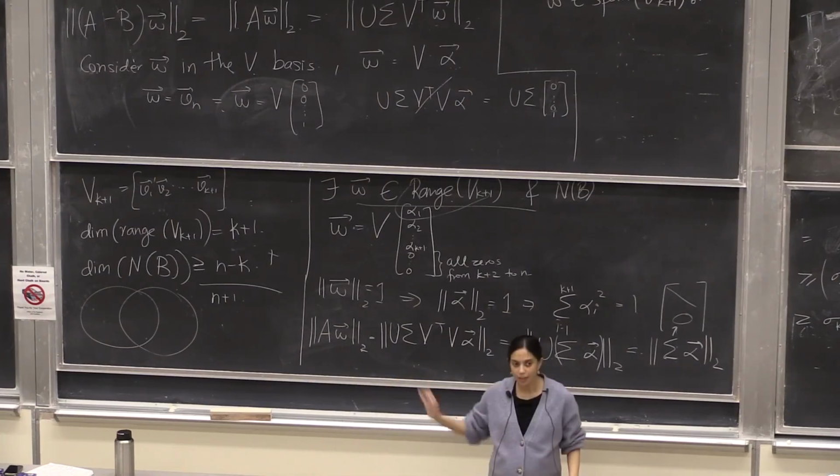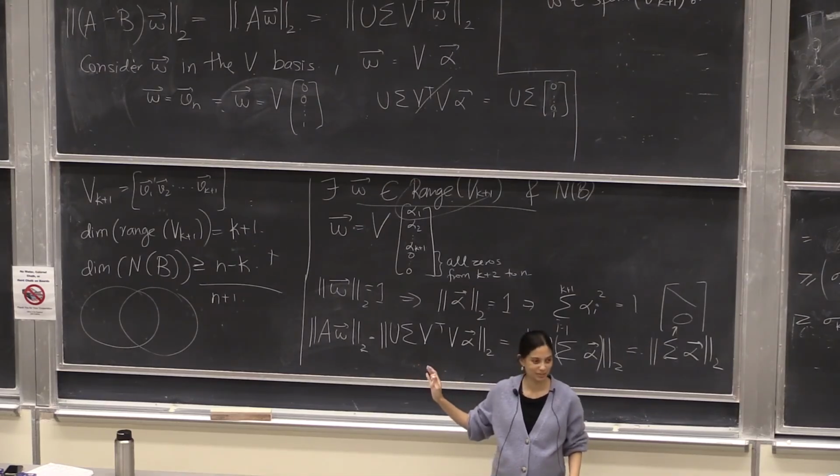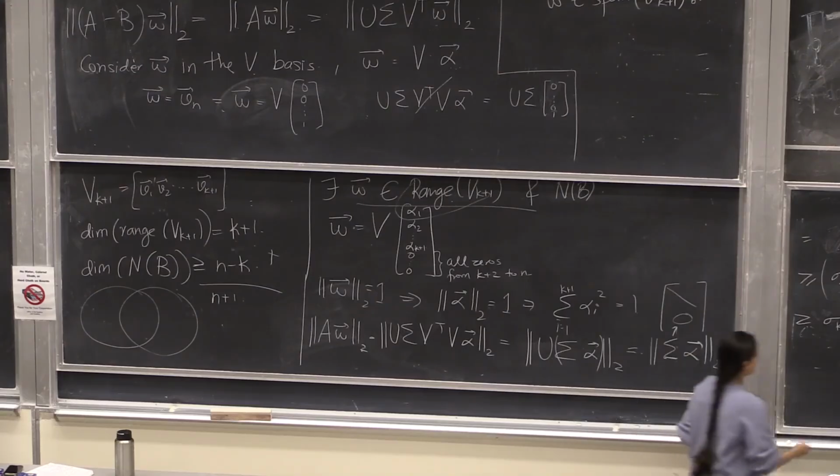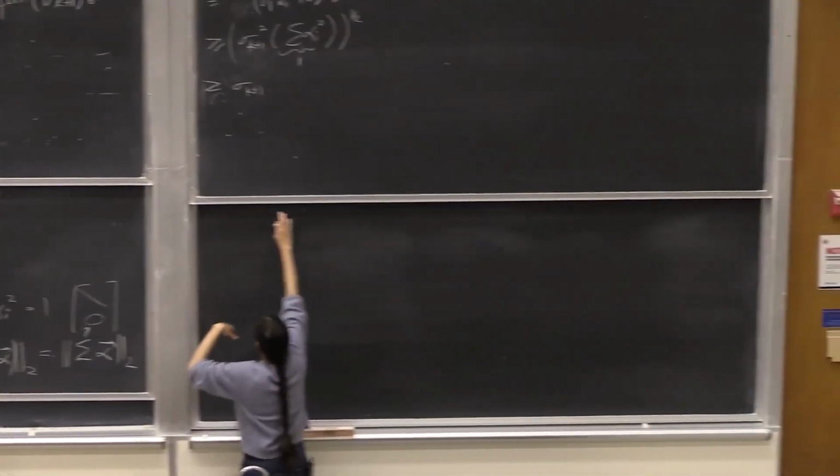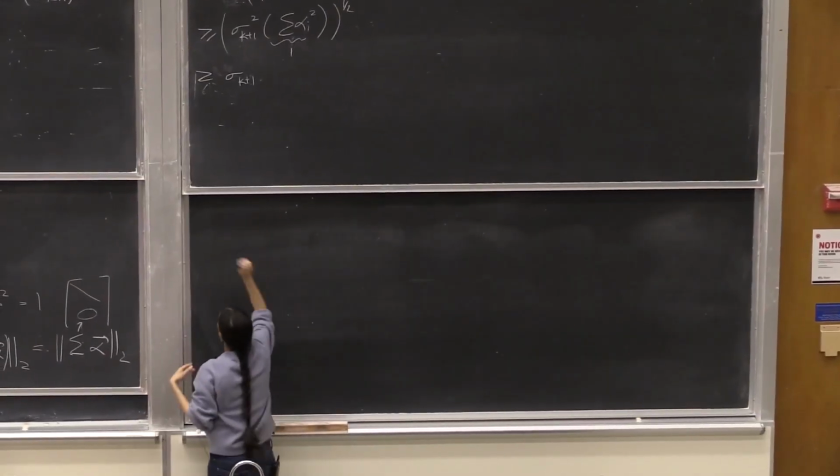Yes, the sum of the alpha squares is 1. So we've only done half of the theorem so far. There's the entire Frobenius norm proof to be done now. So how does this connect to the case of the Frobenius norm?